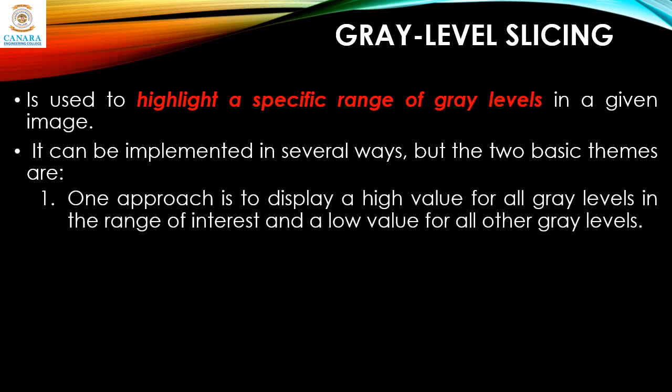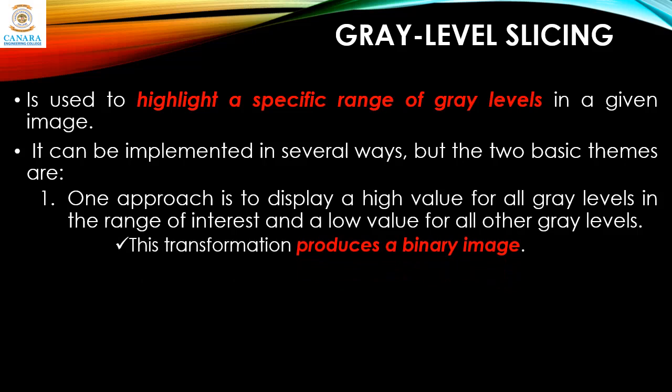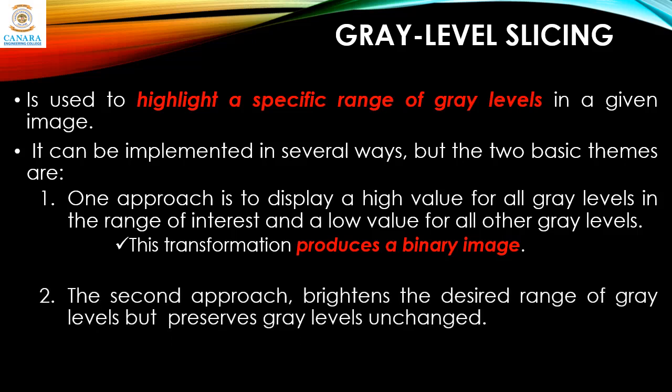The first approach is to display a high value for all gray levels in the range of interest and a low value for all other gray levels. This transformation produces a binary image, basically two intensity levels. And the second approach is to brighten the desired range of gray levels but preserve the other gray levels unchanged. We'll see what exactly we mean by this.